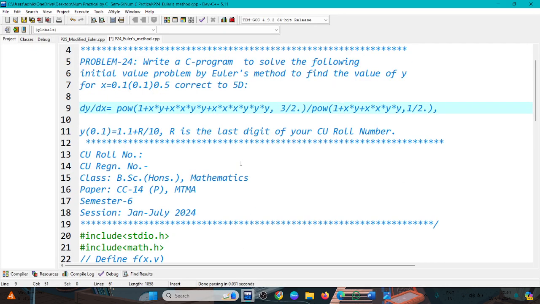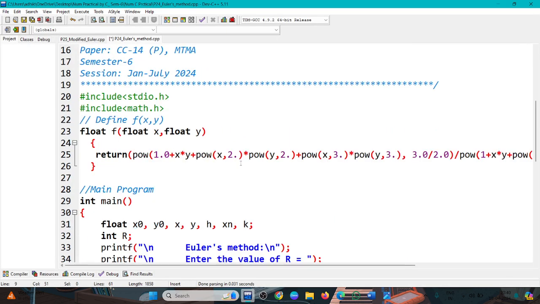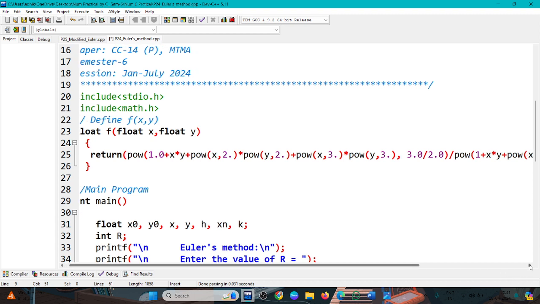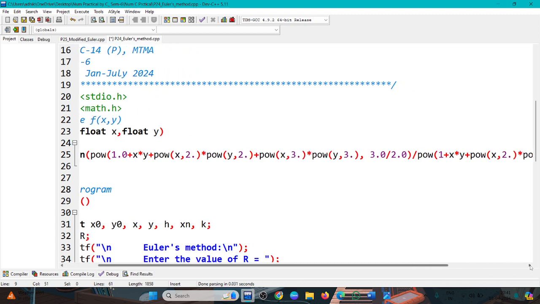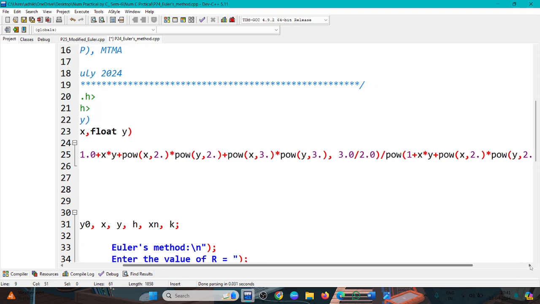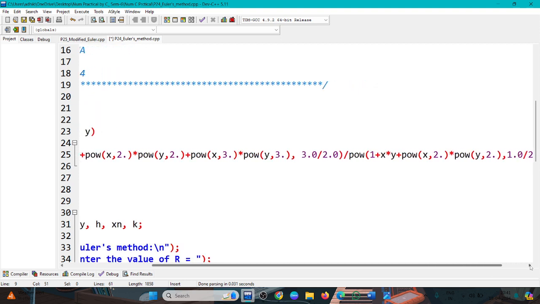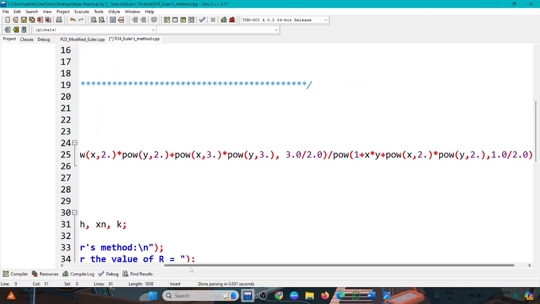And first we define the function f(x,y). These are function float x and float y. Depending on this, we return the function: power (1 + xy + x²y² + x³y³) to the power 3/2, divided by (1 + xy + x²y²) to the power 1/2.